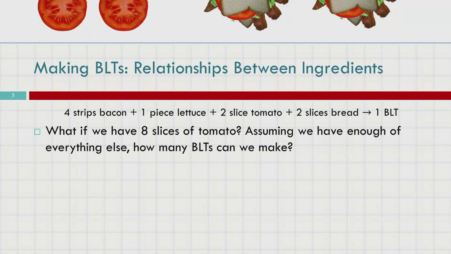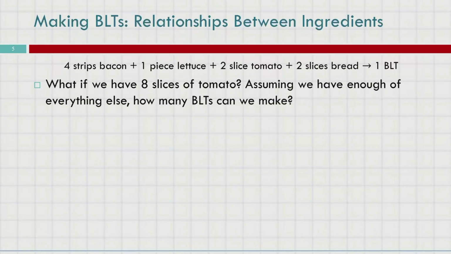Let's say that we have 8 slices of tomato. Assuming we have enough of everything else, how many BLTs can we make? So we're starting with 8 slices of tomato. Let's identify in our recipe our slices of tomato. And our goal here is to figure out the number of BLTs, so we'll also identify our product.